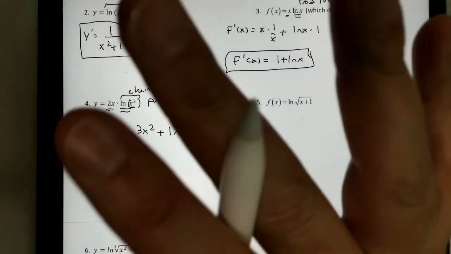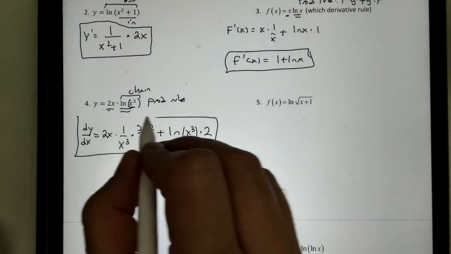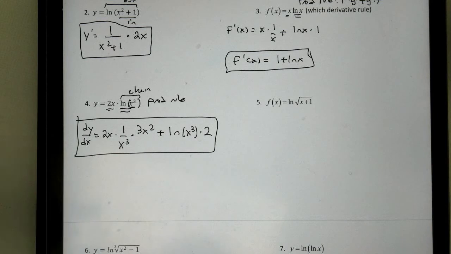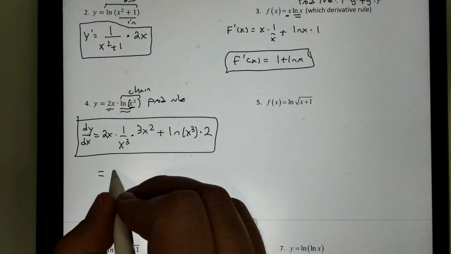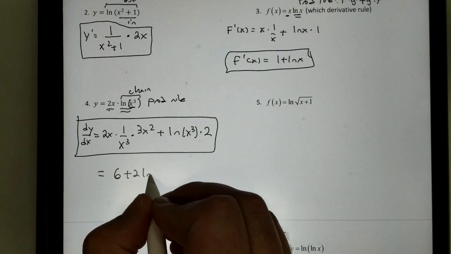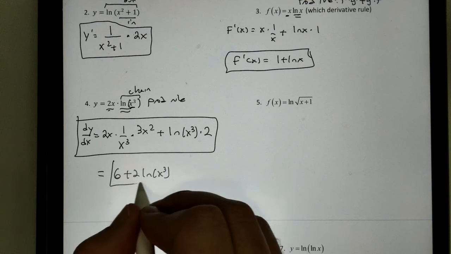Now, there's a lot I can do to clean up on this one if I wanted to, but you know what? You can leave it like this if you want. But if you're like, yo, Mr. Warner, I'm feeling pretty confident I can simplify this, this is just going to become 6 plus 2 natural log of x cubed. I mean, don't be a hero.